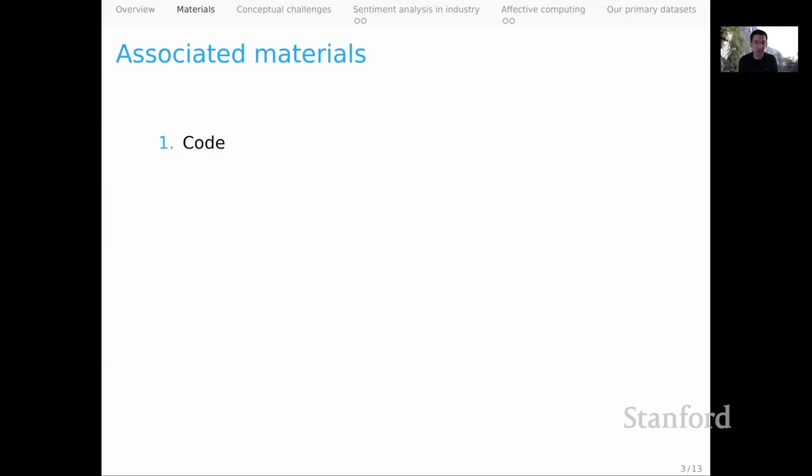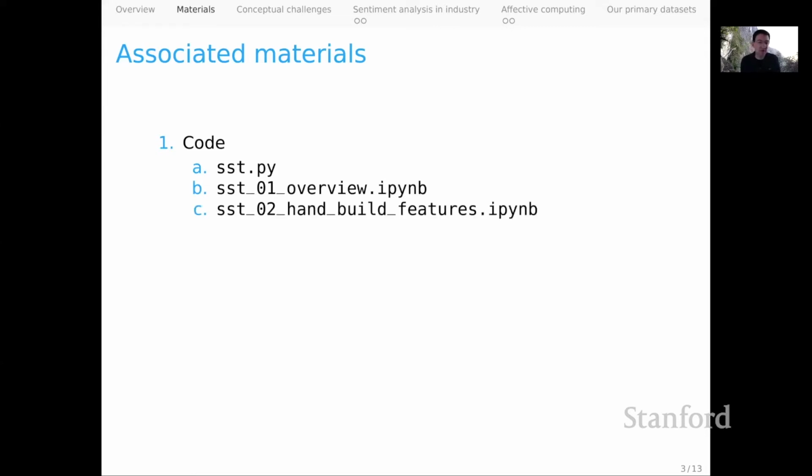For the associated materials, as I said, we've got a bunch of code. sst.py is the core module. And then we have a notebook introducing the Stanford Sentiment Tree Bank as a data set. We have a second notebook that's on what I've called hand-built features and mostly linear models. And then a third notebook that's on using neural networks, which more or less pushes you to using distributional representations instead of hand-built features. Although, as you'll see, the notebooks explore various combinations of these ideas.